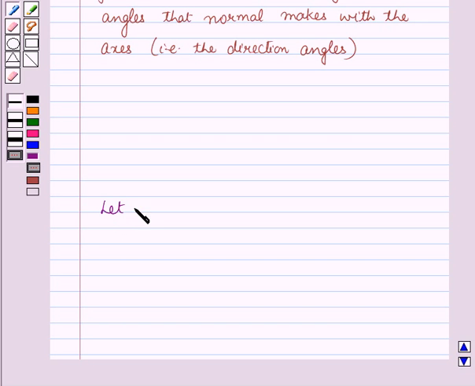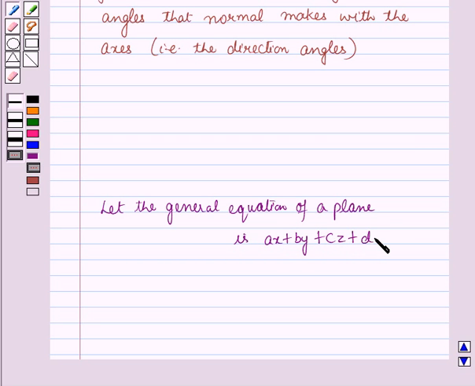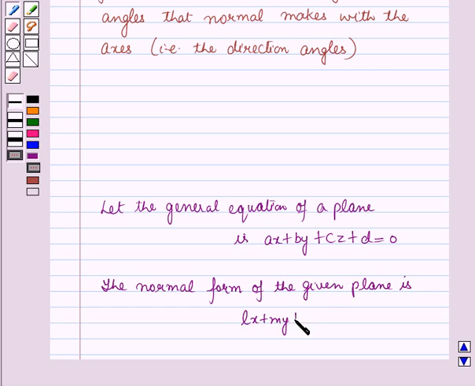Now let the general equation of a plane be ax + by + cz + d = 0, and the normal form of the given plane is Lx + My + Nz − P = 0, or you can write Lx + My + Nz = P.